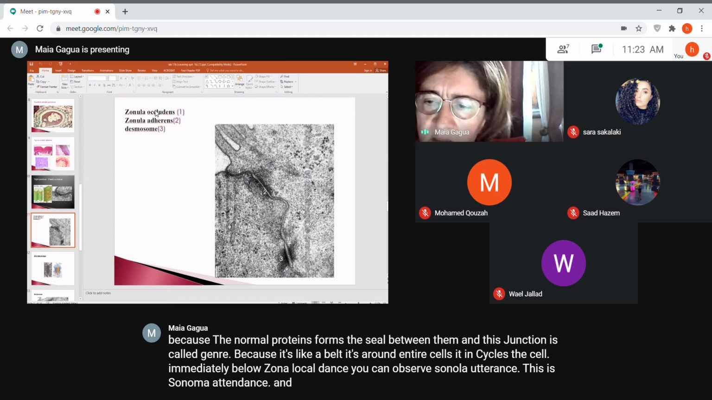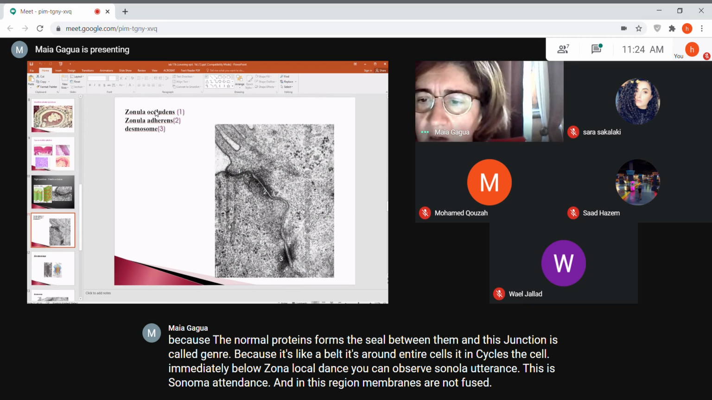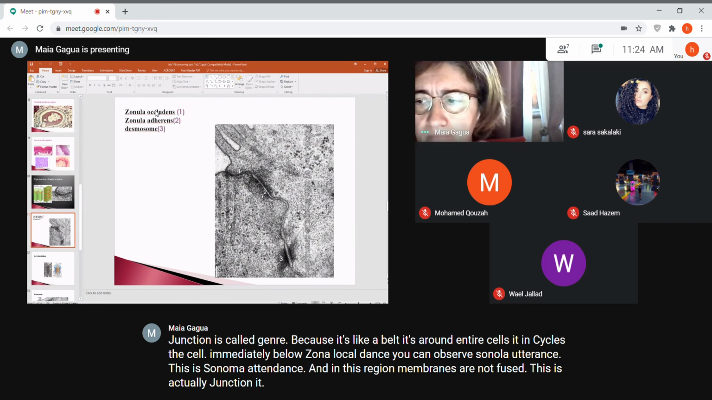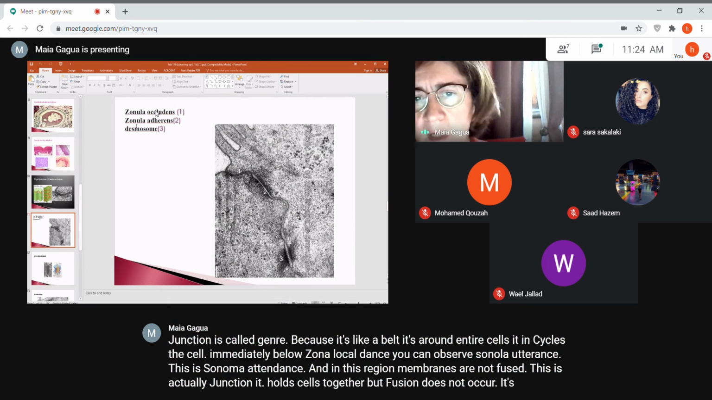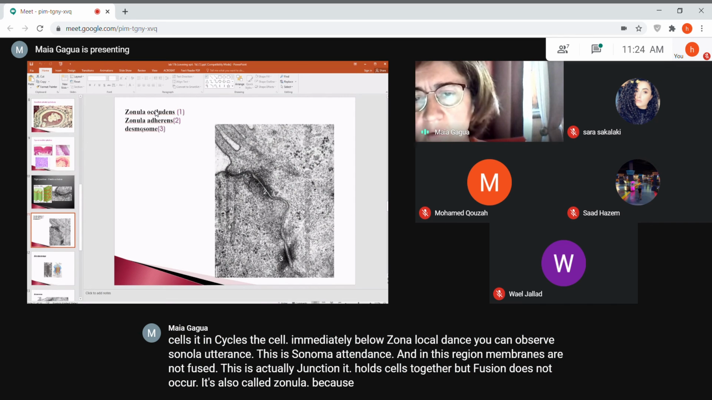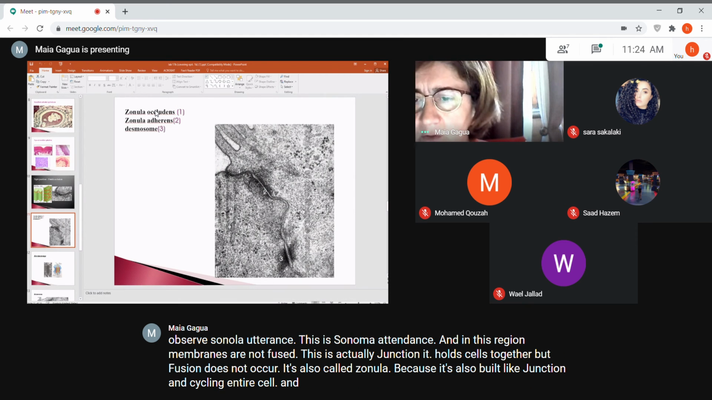And in this region, membranes are not fused. This is adherent junction. It holds cells together, but fusion does not occur. It's also called zonula because it's also a belt-like junction encircling the entire cell. And zonula adherens stabilizes zonula occludens.